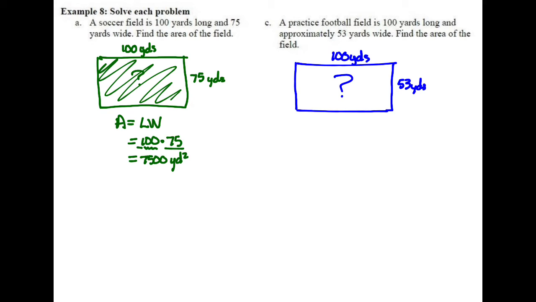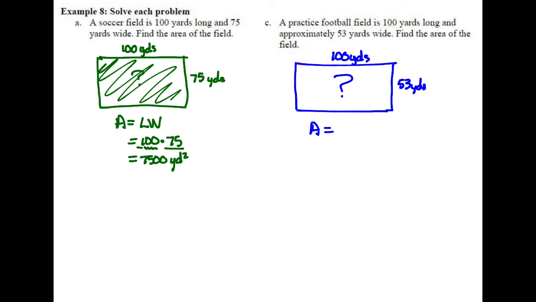Okay. A practice football field is 100 yards long and approximately 53 yards wide. Find the area of the field. Okay, so in this case, since it's blue, we're going to have AstroTurf. It doesn't have to be drawn to scale. You just draw it out if you want. So 100 yards again, and 53 yards this time. And we want to find the area, so we want to know how much AstroTurf we need.